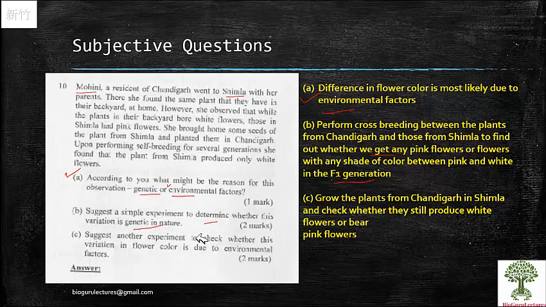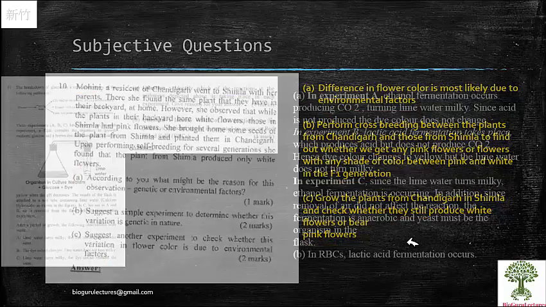Next is, suggest another experiment to check whether the variation in flower color is due to environmental factors. And here the answer is, we do not know which generation it is, and the answer cannot be predicted as there is no sufficient information. So that's how we can justify question C here. I hope you can go through them each one and you can get the answer as well. Let's move to the next question, question number 11.